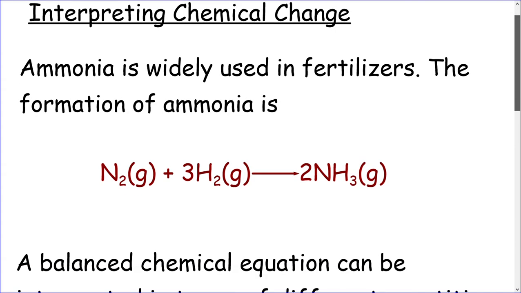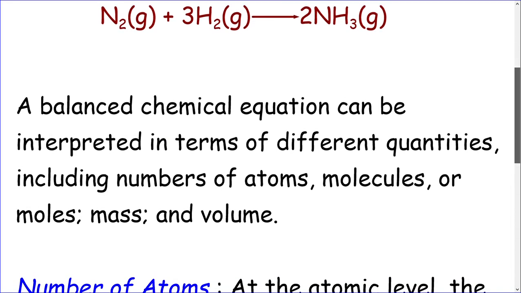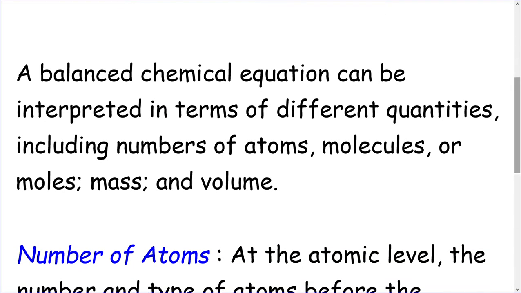So this balanced equation can now be interpreted in terms of different quantities, like numbers of atoms. We can look at the numbers of atoms of each one of them, we can look at their molecules, or we can look at the number of moles, we can look at its mass, we can look at its volume. We can start to compare reactants to products in all kinds of different ways here.